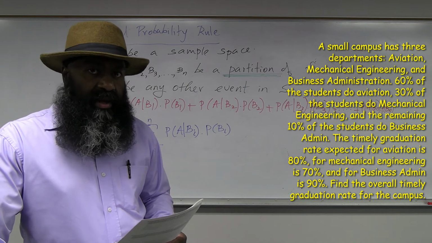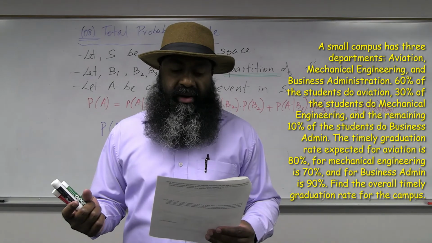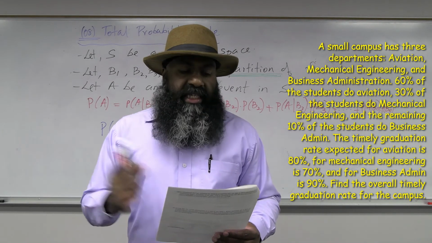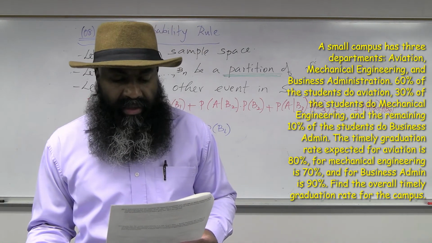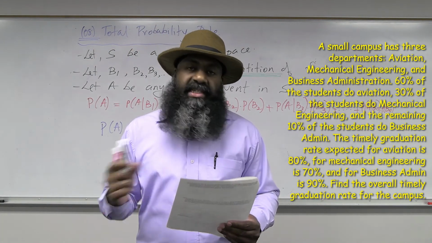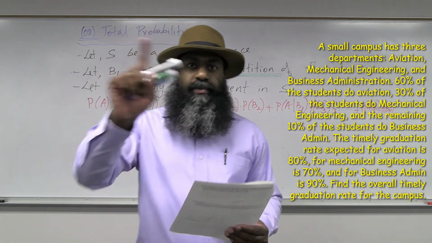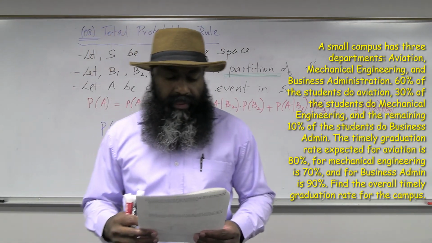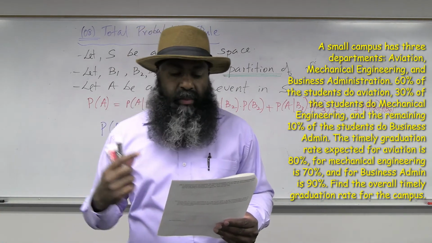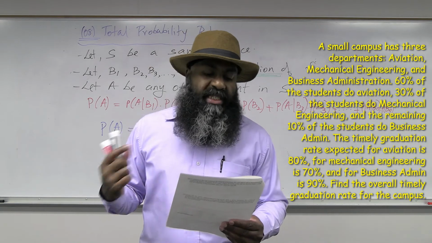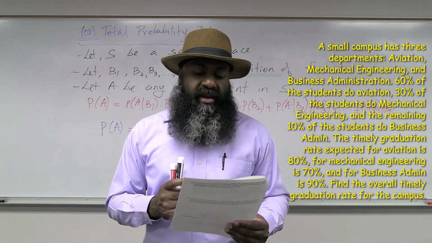We'll go ahead and try that example. A small campus has three departments: aviation, mechanical engineering, and business administration. 60% of the students do aviation, 30% of the students do mechanical engineering, and the remaining 10% of the students do business administration. So it's a partition of three departments. The sample space is all the university students. And then the timely graduation rate expected for aviation is 80%, for mechanical engineering is 70%, and for business administration is 90%. Find the overall timely graduation rate for the campus.